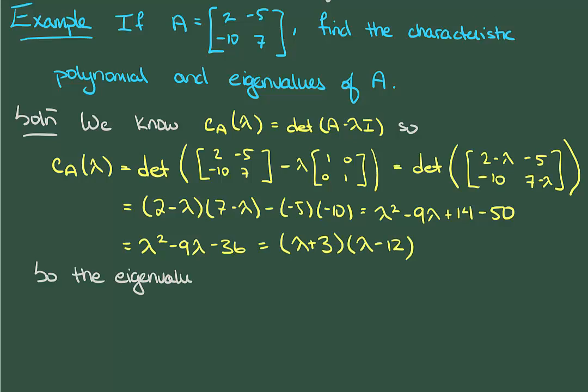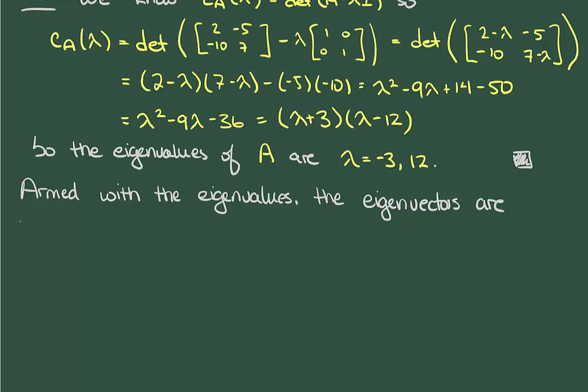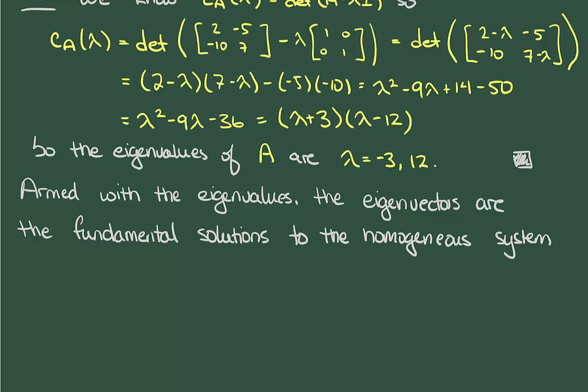Okay, great. And the eigenvalues are the roots, and we can just read those off as being negative 3 and 12. So we already knew that negative 3 was an eigenvalue, but now we see that there's a second one as well, in lambda equals 12. And that takes care of the eigenvalues, but how do we find the eigenvectors? Well, for each eigenvalue, the eigenvectors are going to be the solutions to the homogeneous system A minus lambda I times v is equal to 0.